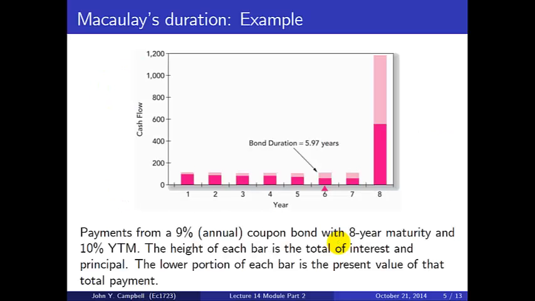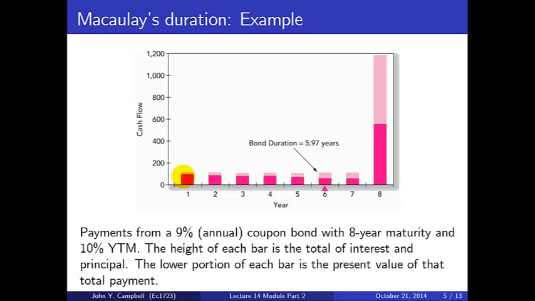All right, so here's an example, a nice illustration in the Bodie-Kane-Marcus book. So suppose we have a 9% coupon bond, which pays coupons annually, and the bond has 8-year maturity, and let's suppose the yield to maturity is 10%. All right, so the height of each bar is the total of interest and principal. And for the moment, look at both the hot pink and the pale pink. So we're just calculating the total amount to be paid in each period.